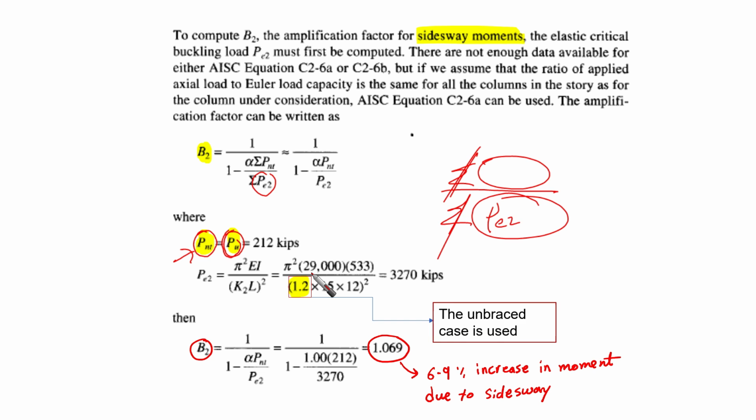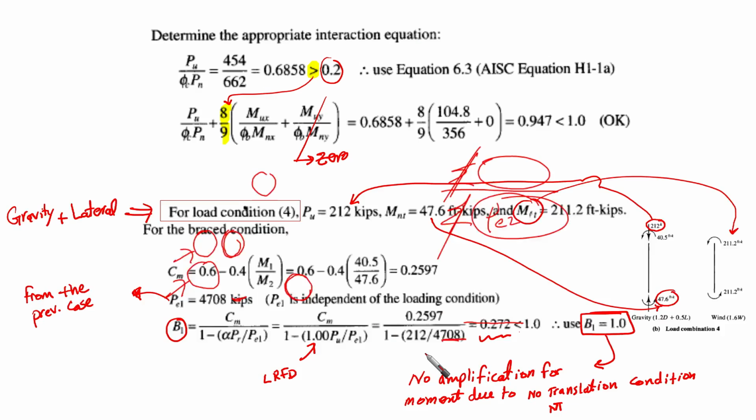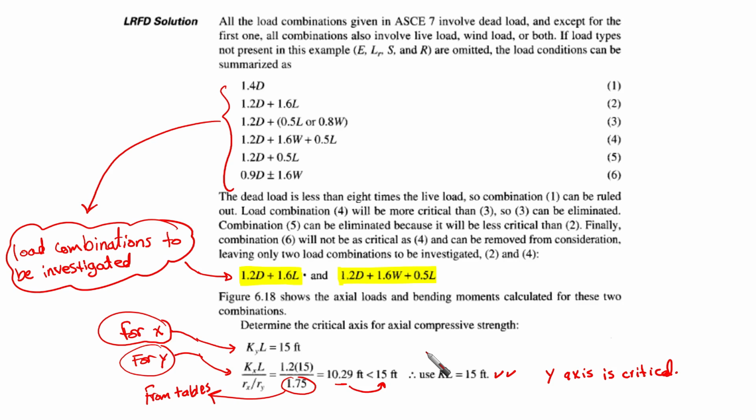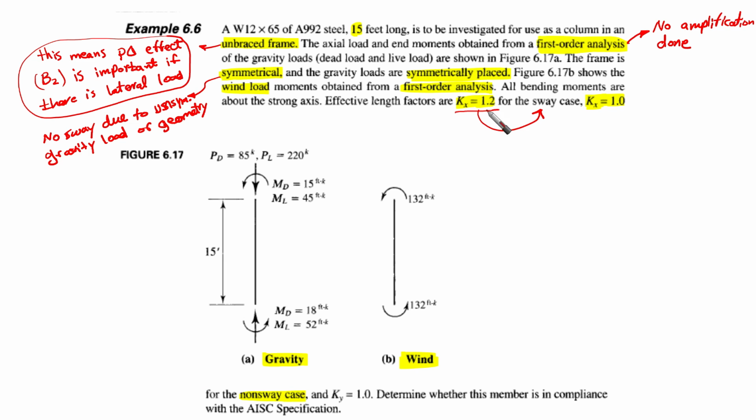column. So in this case, we are going to obtain PE2. It equals pi squared EI over K2L to the power 2. Again, K2 here is 1.2. Why? Because we are talking about the unbraced case. It is given for us in the beginning of the example. 1.2 should be used for the unbraced case. Do you remember this? Yes, 1.2 for the sway case, which is the unbraced case.